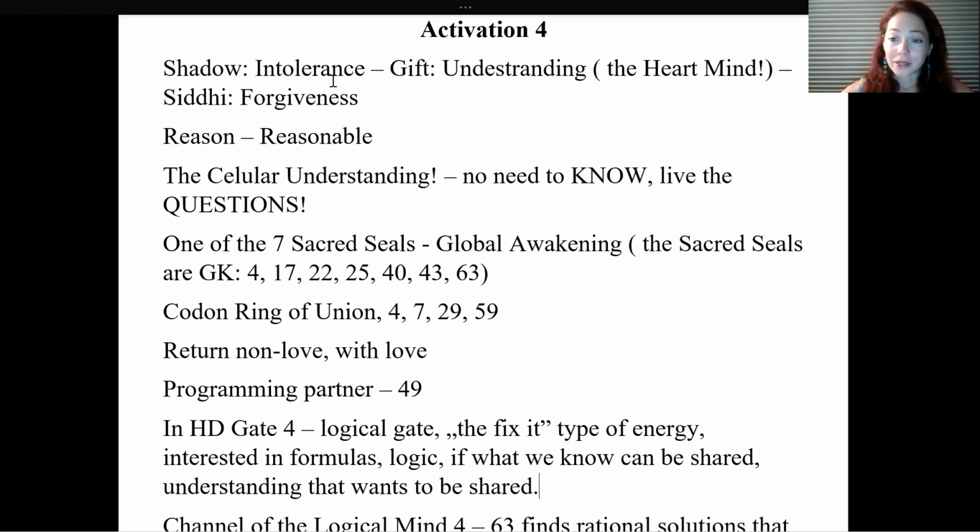What I would add here, that's information I always look for, and it's from my perspective important. It is one of the 7 sacred seals, and people having 7 sacred seals or working with the 7 sacred seals have a lot to do with a global awakening.